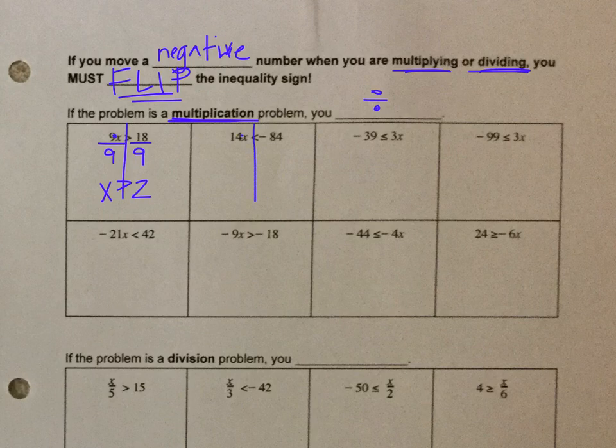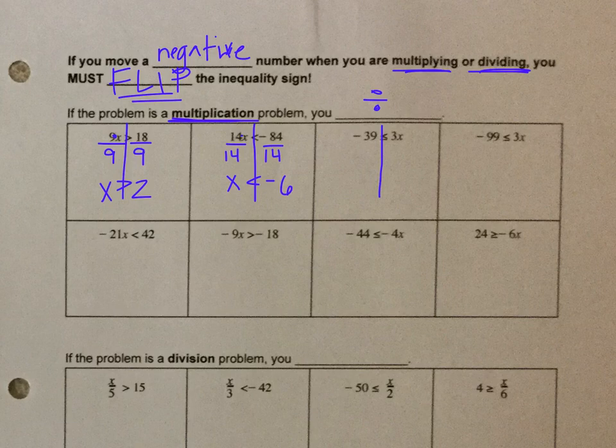This one, 14. I know multiplication is going on between the 14 and the x, so I know I have to divide. Negative 84 divided by 14 is negative 6, so x less than negative 6.